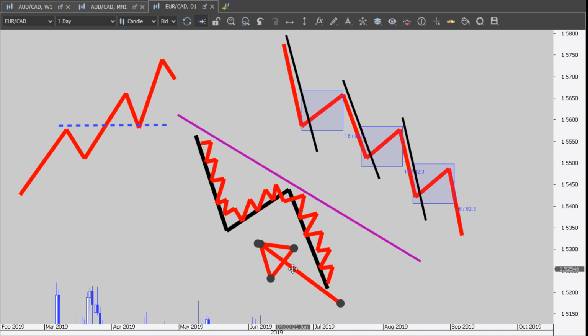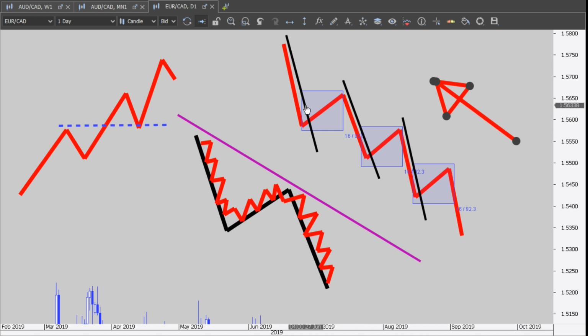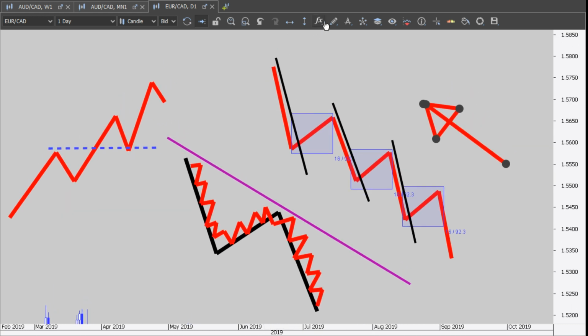Yes or no, everybody? I mean, the black trend lines must be above the red, not below. Here? Oh, this is the downtrend. Do you mean like this, the pink line?